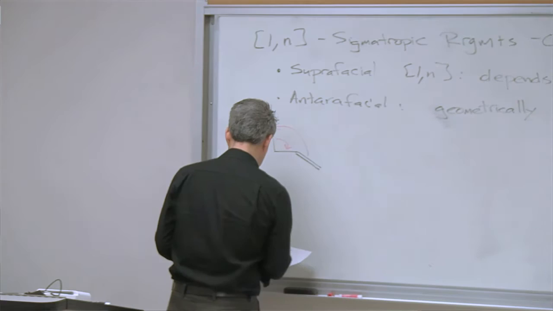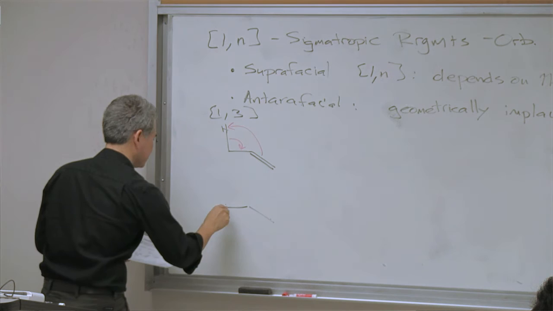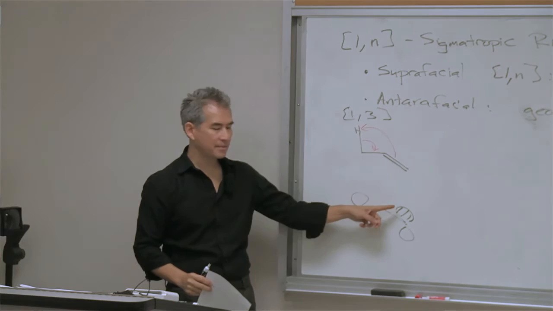Let me go ahead and draw the orbital analysis here. So this would be a 1-3 shift. And if I draw the orbitals for an allyl fragment, for the 3-atom fragment, here's the orbital analysis for a 3-atom fragment. Remember, there's a node in the middle. One end has got the hashed on the bottom. The other end has the hash on the top.